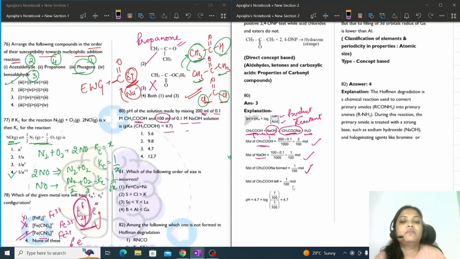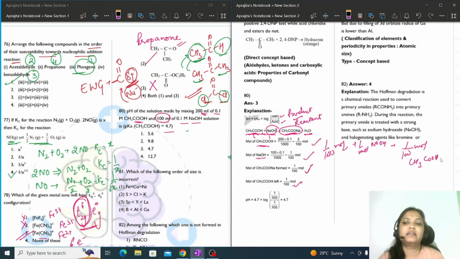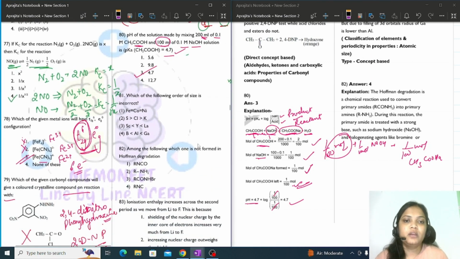Now the number of moles of acetic acid left: only half will be utilized, 1 upon 100 will be utilized with 1 upon 100 mole of NaOH to form 1 upon 100 moles of sodium acetate. So how much acetic acid is left? 1 upon 100. Now we can put in the values. The pKa value is given as 4.7. Log of 1 upon 100 divided by 1 upon 100 means log 1, which is 0. So it will come out to be 4.7. Answer is option 3.